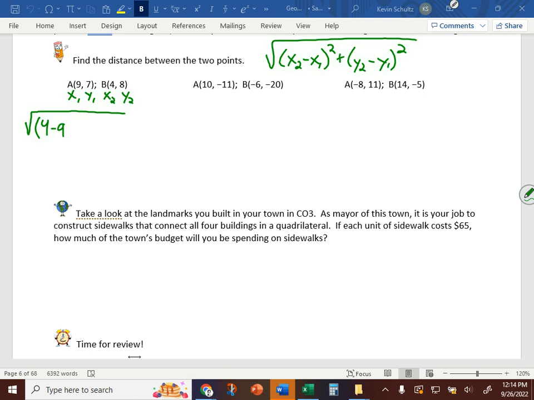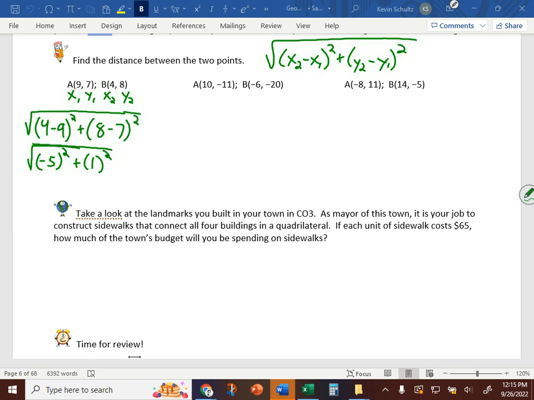So we have 4 minus 9 squared and then 8 minus 7 squared. I recommend doing your parentheses first. That's going to give us negative 5 squared plus 1 squared.